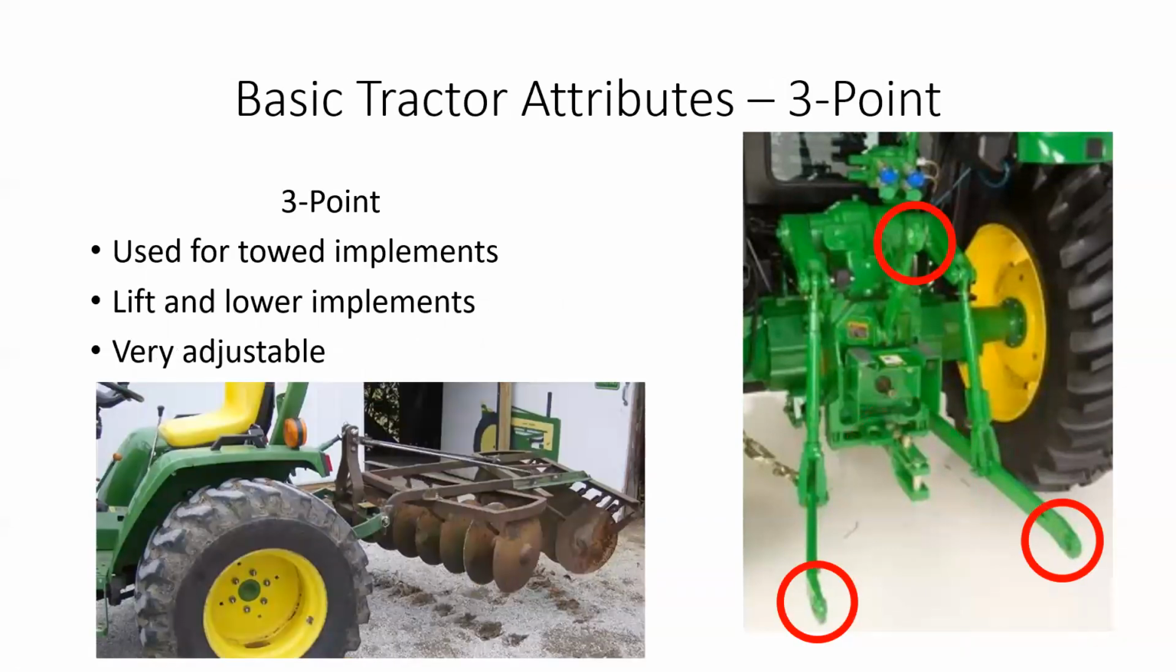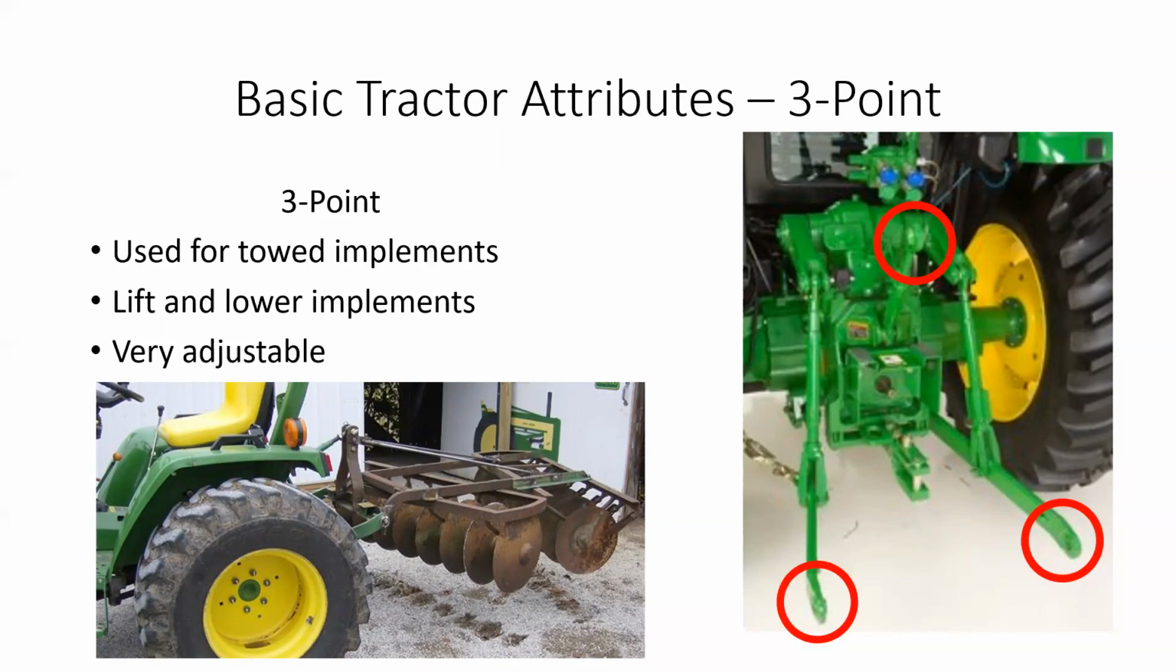So the next basic tractor attribute is the three-point hitch. The three-point hitch is used in a similar fashion to the drawbar in that it is designed to tow implements. You're dragging things around, like the box scraper, or this picture down here in the bottom is a disc. You have to drag it through the soil. So we're towing things around, but it's different than the drawbar in that it is very adjustable. So not only is it used to tow implements, but you can lift and lower them as well.